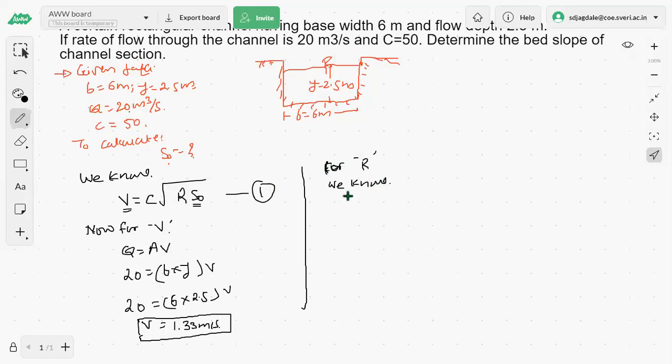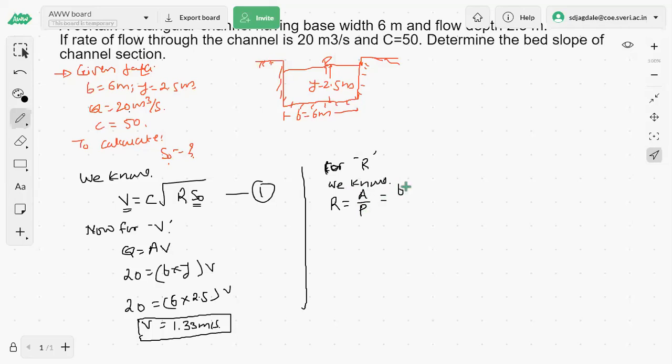dy upon 2y plus b. We know R is equal to, by relation, the hydraulic radius R is equal to the ratio of what? Area upon wetted perimeter. Wetted area upon wetted perimeter.